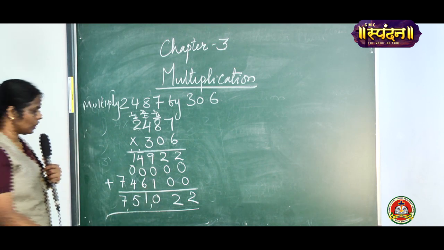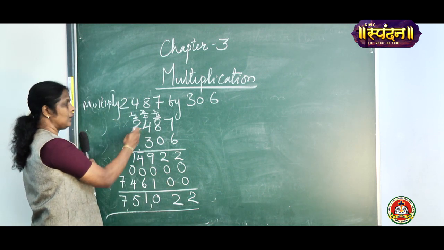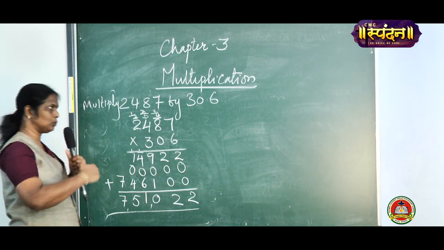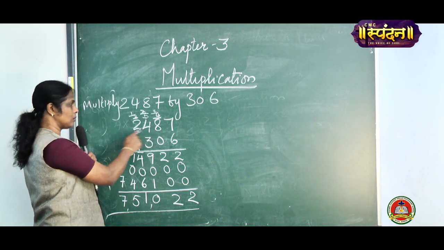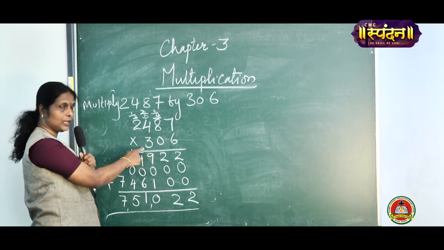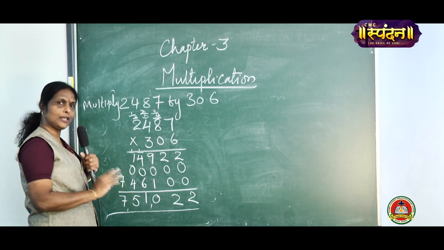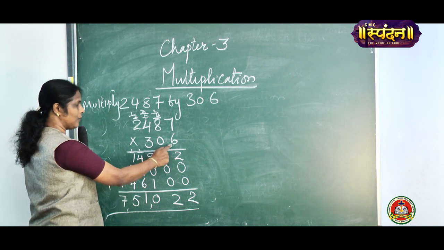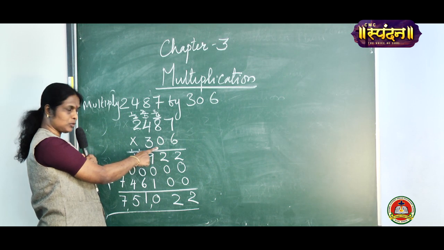7,51,022. So the result that you got is called the product. Here we have multiplied, we had seen how to multiply a 4-digit number by a 3-digit number. We have multiplied 2487 by 306. We have taken this multiplication in 4 steps. The first step, we have multiplied by 6. Next step, we have multiplied by 0, which is in the tens place.